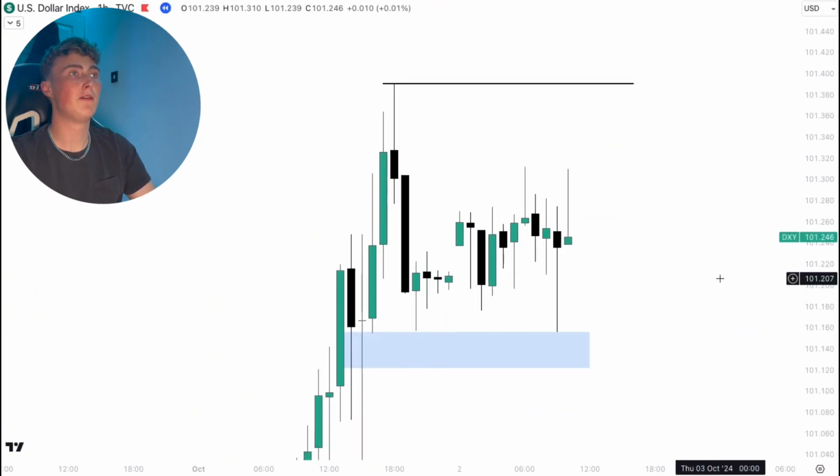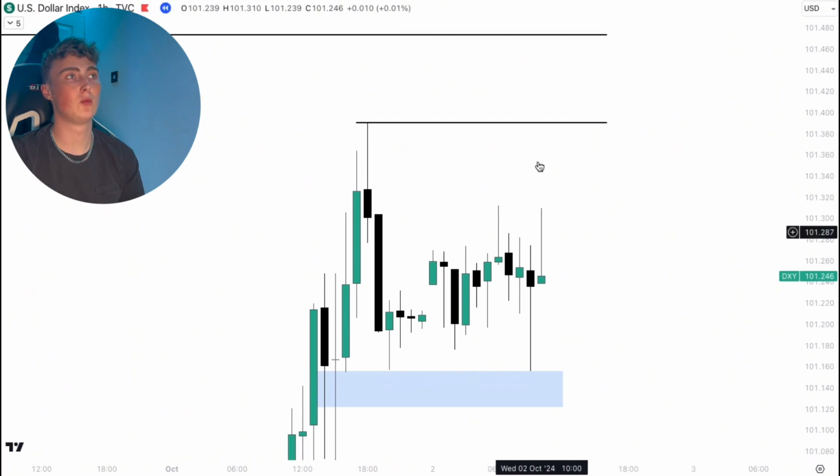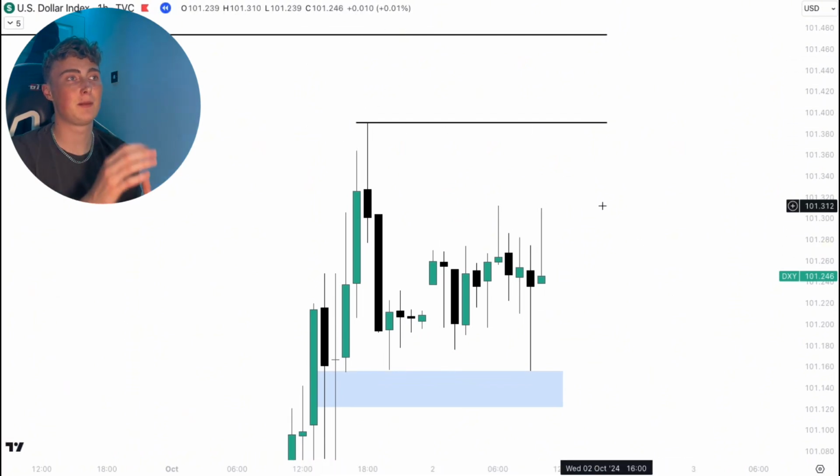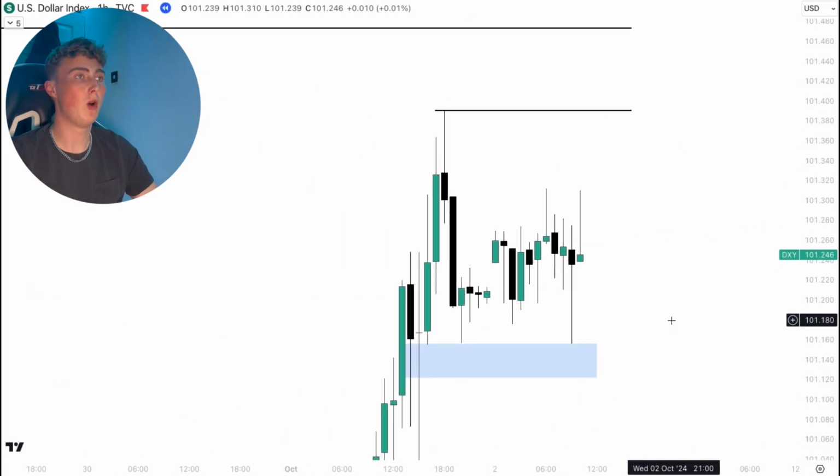For this trade to play out and for me to be confident in price reaching towards these liquidity targets, this old high and this old high up here, there has to be liquidity taken on the other side of the market that is going to sponsor the move to the upside. We don't want to enter a trade unless price has taken liquidity. So what are we looking for?